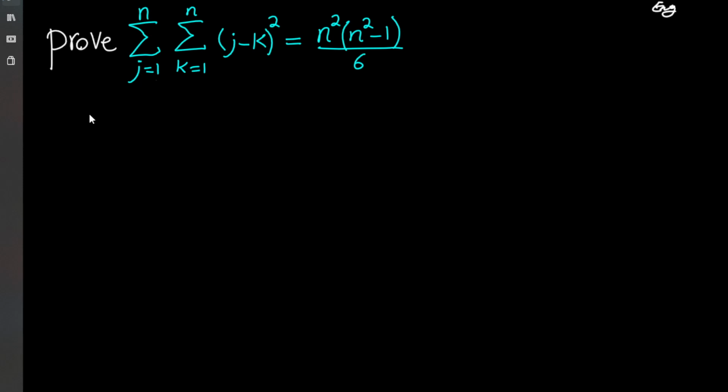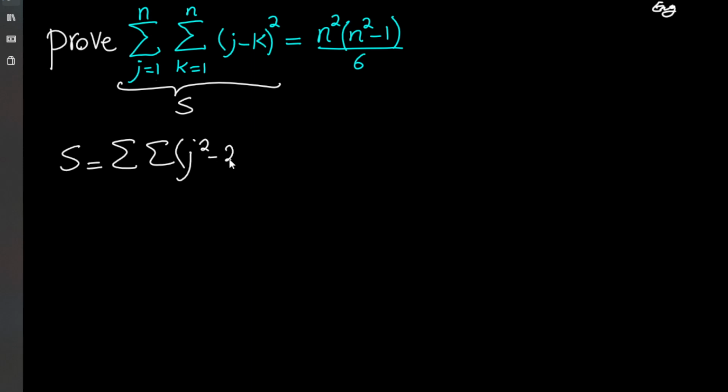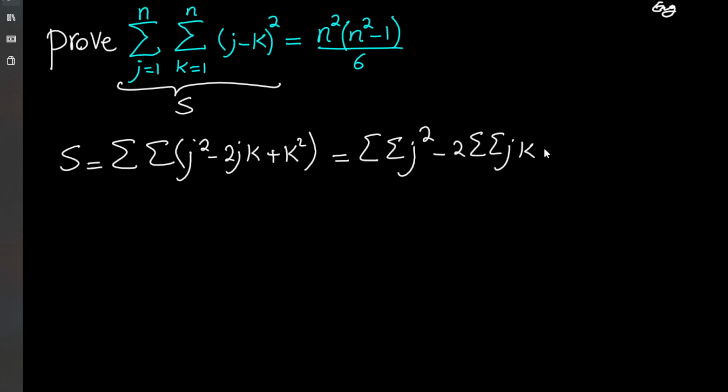So this summation that we refer to as S, let's just say S is equal to the double summation of j squared minus 2jk plus k squared. And now we can expand this summation in this form. So we can say sigma sigma j squared, minus 2 sigma sigma jk, plus sigma sigma k squared. As you notice, effectively this and this one are the same.